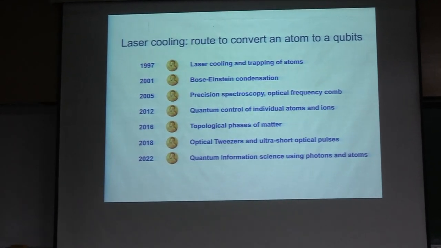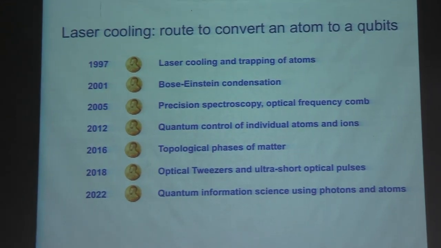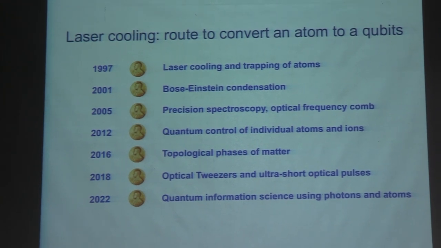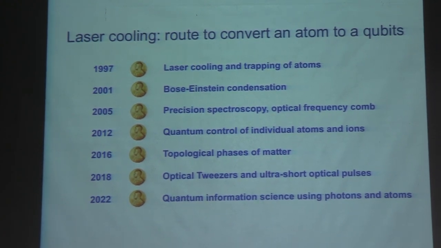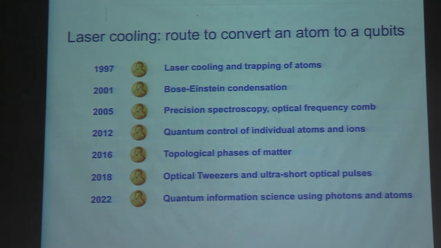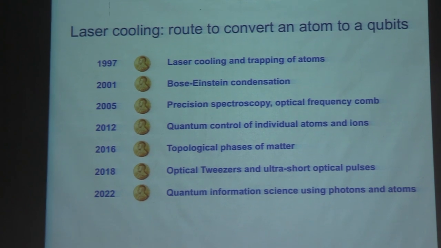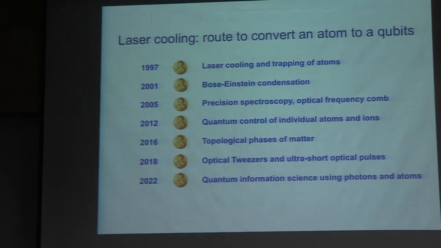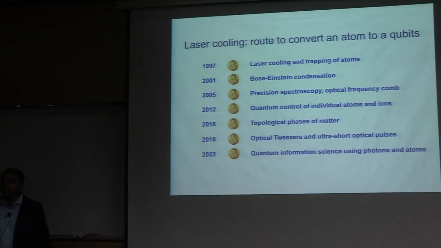So you can think it's absolutely not possible to talk about even a single thing in depth. But you can search and you will find many interesting things. And then quantum control of individual atoms and ions, topological phases of matter, optical tweezers, ultrasound pulses. And this year, quantum information science using photons and atoms. So you can imagine, if there are so many Nobel Prizes, 1, 2, 3, 4, 5, 6, 7 in the last 25 years, how many people are working on this all over the world? It's a pretty huge community.